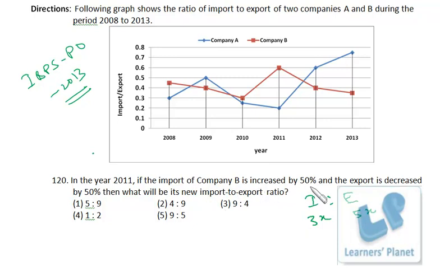Now import is increased by 50%, so this is 4.5x, and export is decreased by 50%, so this is 2.5x, right? So the new import export ratio will be what? 45 by 25, or we can say 9:5. Right? I hope that's clear to you.